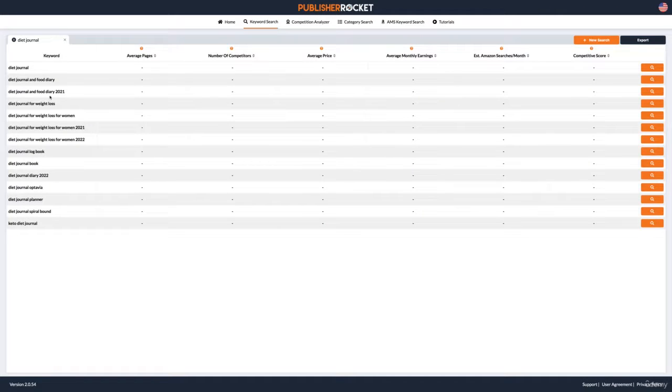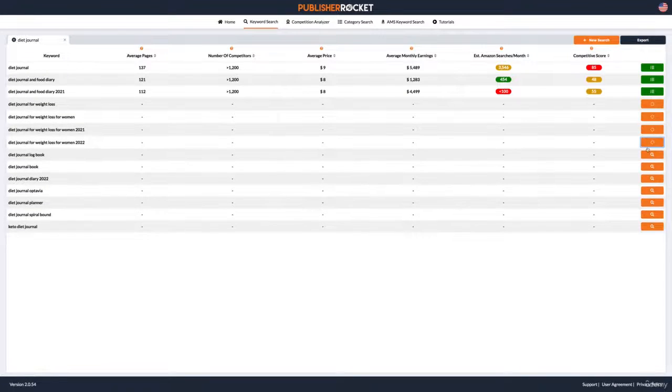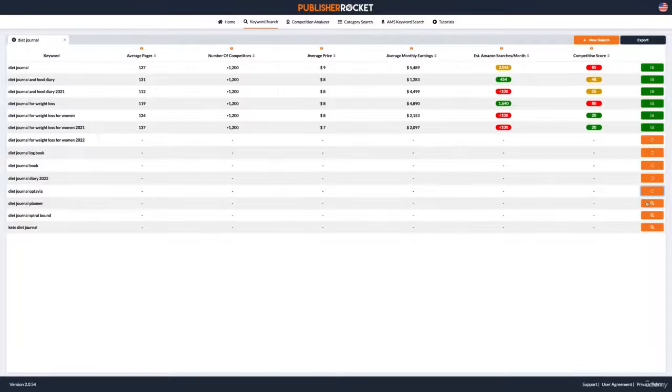As soon as I've done that, Publisher Rocket will analyze this niche. Over here to the left, you can now see the different kinds of keywords. For instance, we have the keyword diet journal, then diet journal and food diary, diet journal and food diary 2021, then diet journal for weight loss for women, and so on, all the way down to keto diet journal. As you can see, you cannot really see anything yet. We need to go over to the right and click on these buttons, and as soon as we do that, all the data will pop up right here.